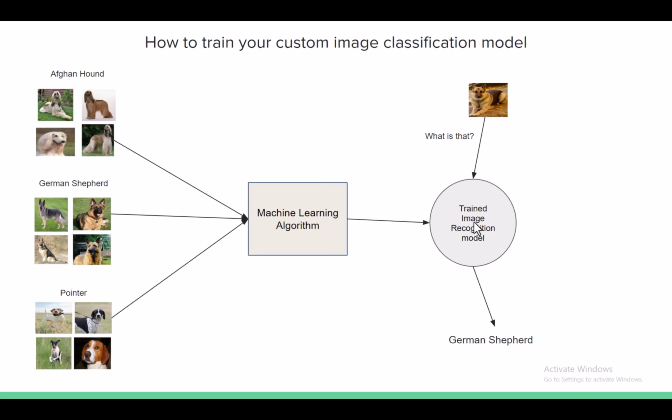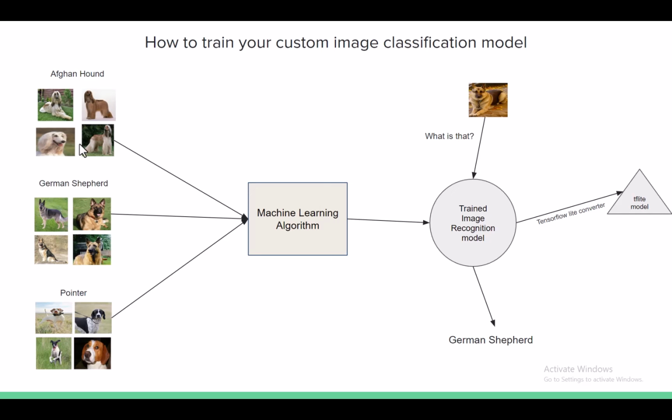So now, after training the model and testing it on some sample images, the next step is converting this model into TensorFlow Lite format so that we can use this model inside our mobile application. So that is the whole process of training a custom image classification model for mobile applications.